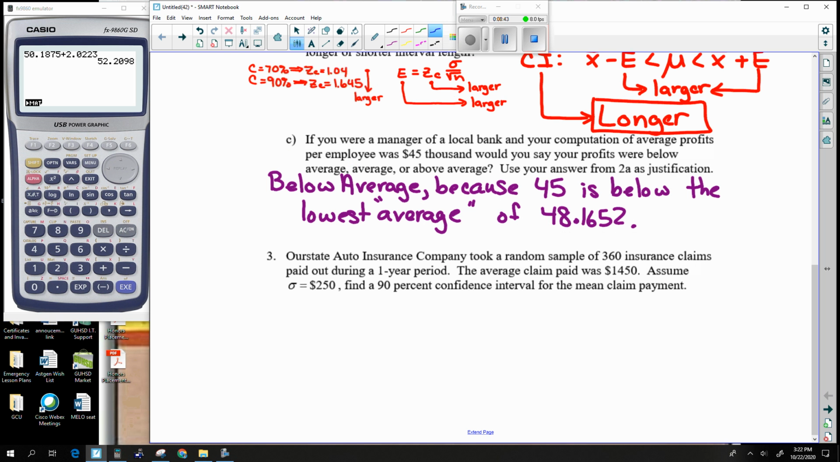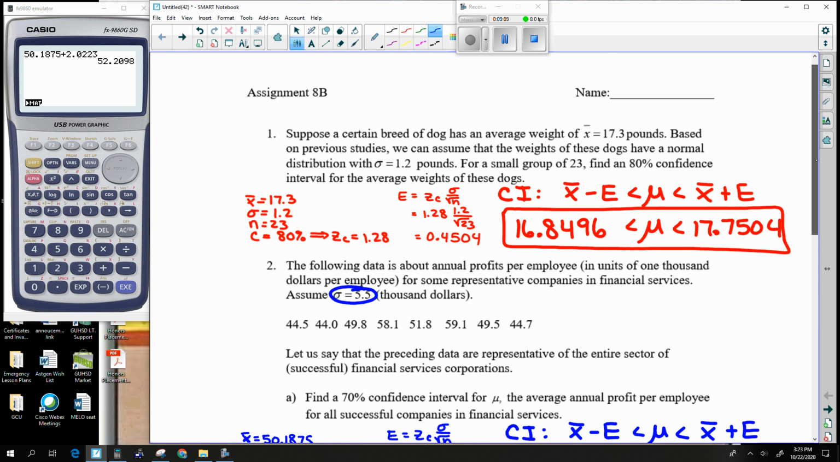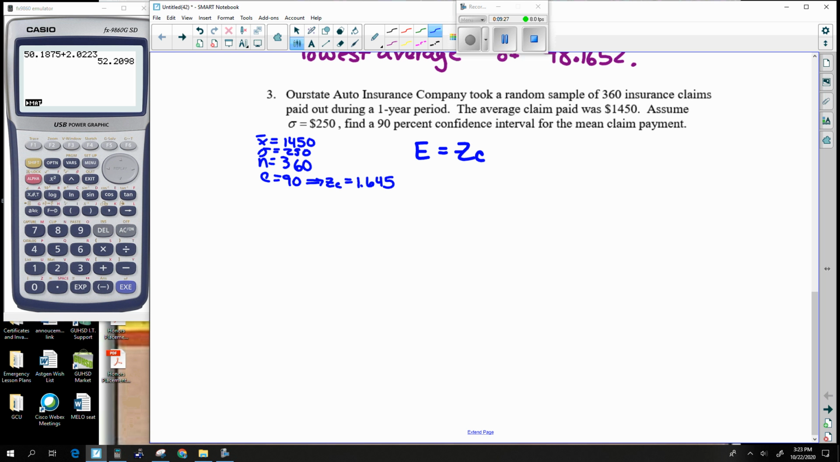Okay, our state's auto insurance took a random sample of 360 insurance claims, and the average claim of that sample is $1,450 with a standard deviation of $250. We want a 90% confidence interval on this. So that means the ZC, if confidence is 90%, is 1.645. So we need the margin of error in this situation, and that is going to be ZC sigma divided by the root of N. So that's 1.645 times sigma divided by the root of N.